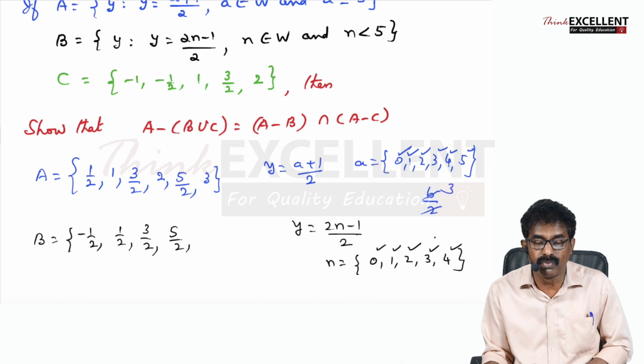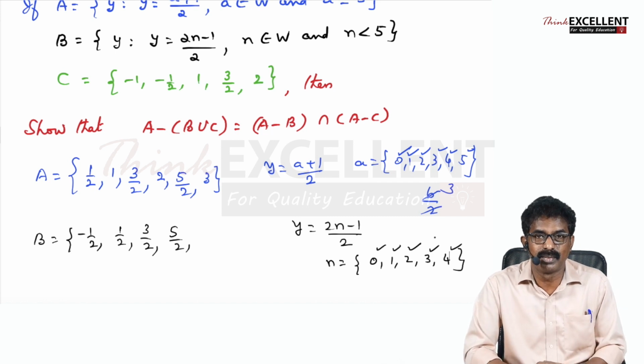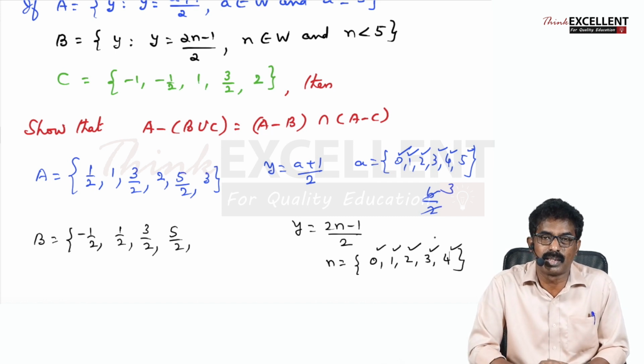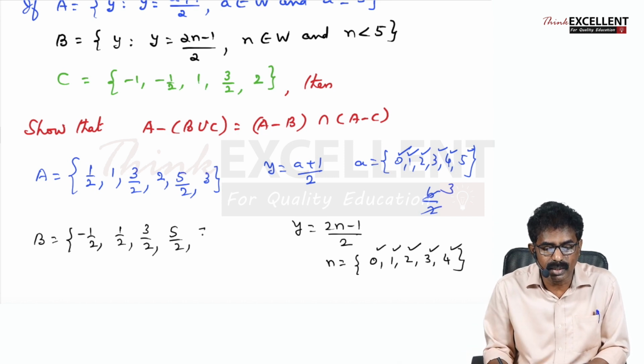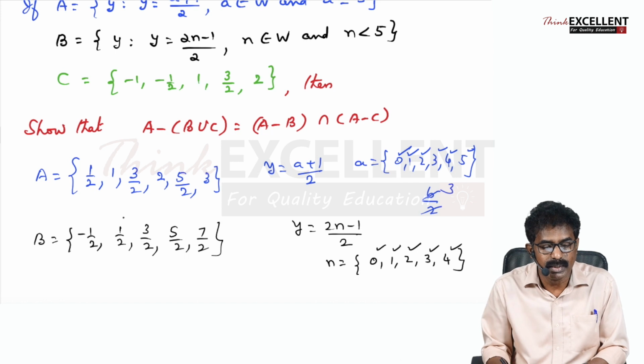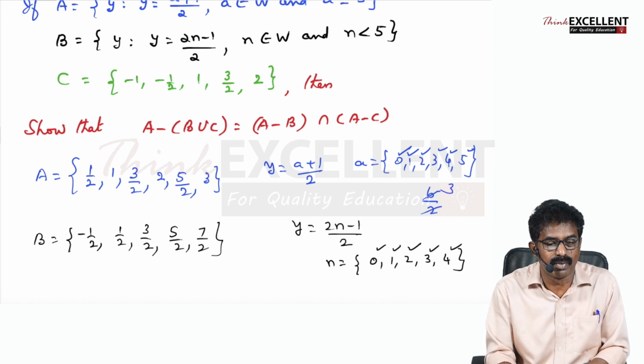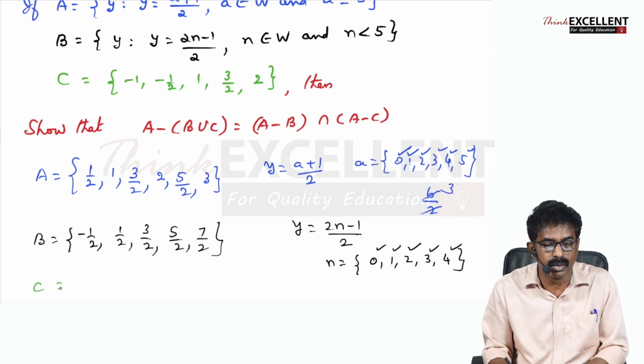Then last you give 4. Try to find out what answer you get. You are giving 4 and see what's the answer you are getting. You substitute 4 for n. 2 into 4. What is 2 into 4? 8 minus 1. 8 minus 1 is 7 by 2, right? 7 by 2. That's all A and B. C already they have given in the correct form, right? It is given in roster form. C equal to minus 1 by 2, 1, 3 by 2, 2.